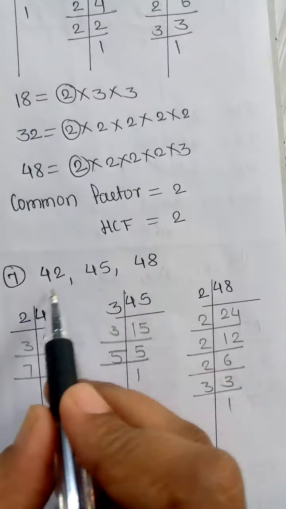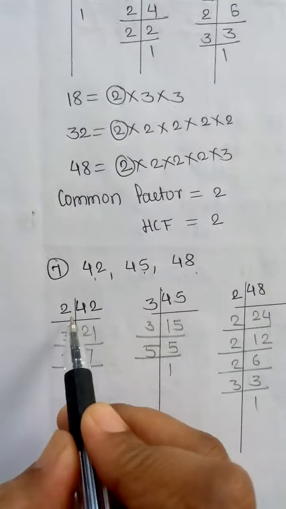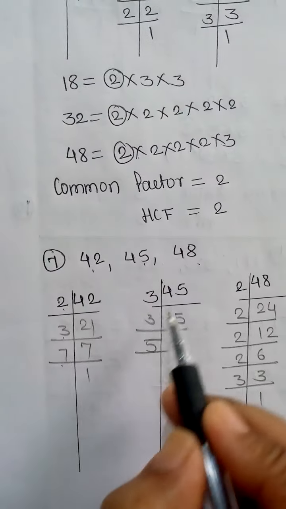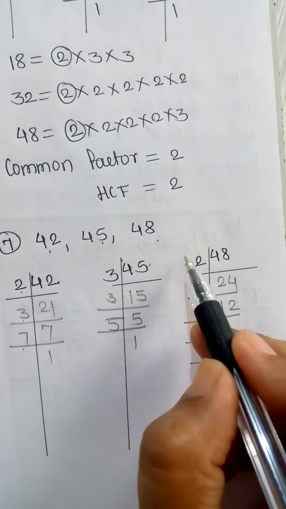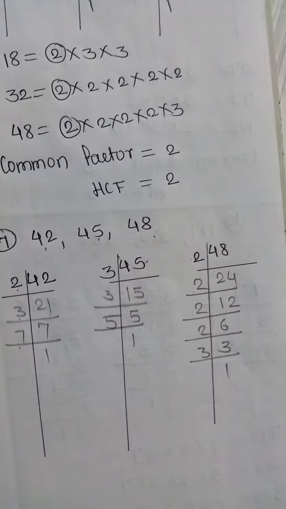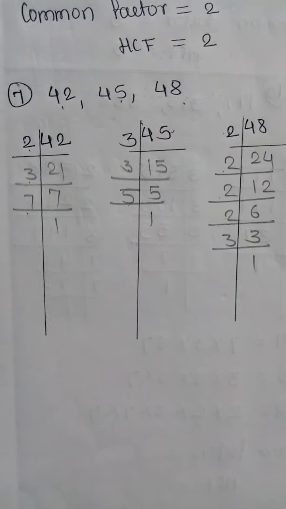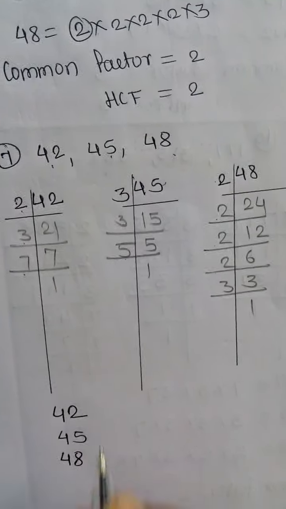Now here are again three numbers in the seventh example, 42, 45 and 48. So the factors of 42 are 2, 3 and 7. Factors of 45 are 3, 3 and 5. Factors of 48 are 2, 2, 2, 2 and 3. If you have any question about finding factors, you can ask me in the comments, okay? Now we will write the factors of all those numbers, 42, 45 and 48.